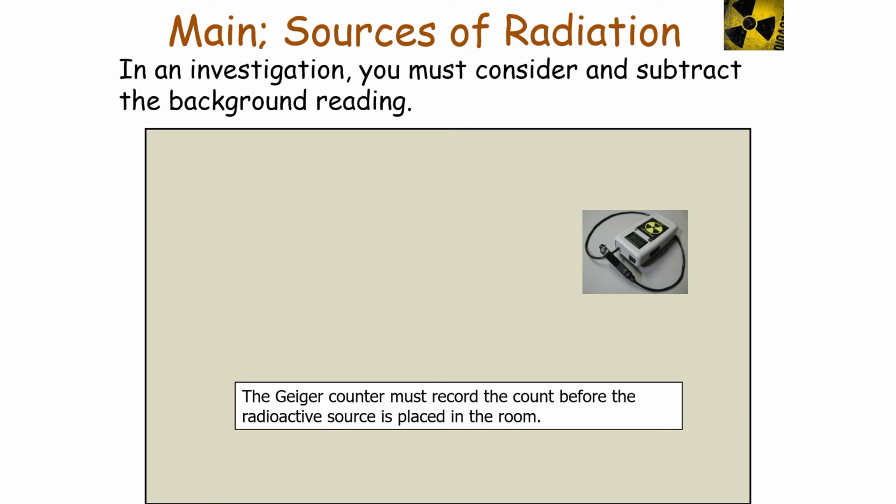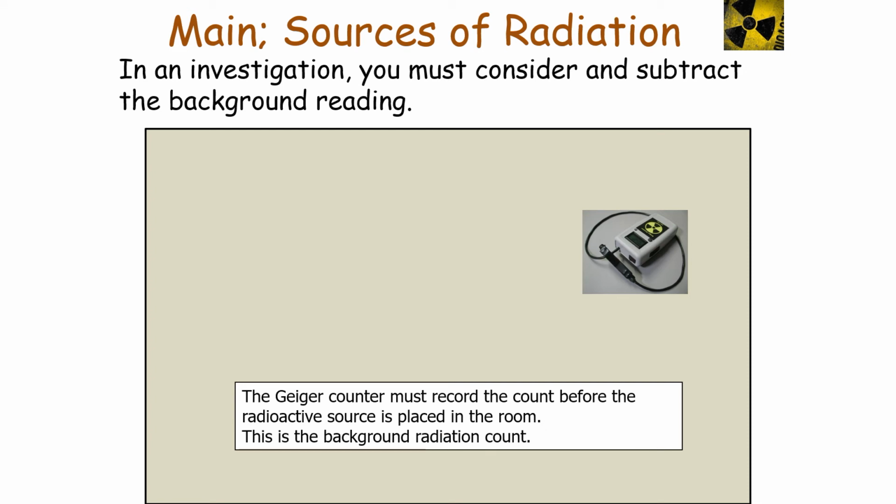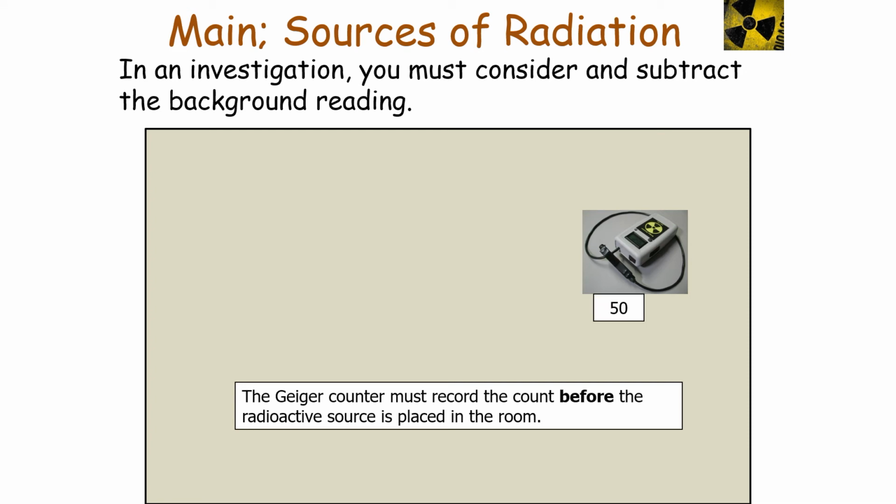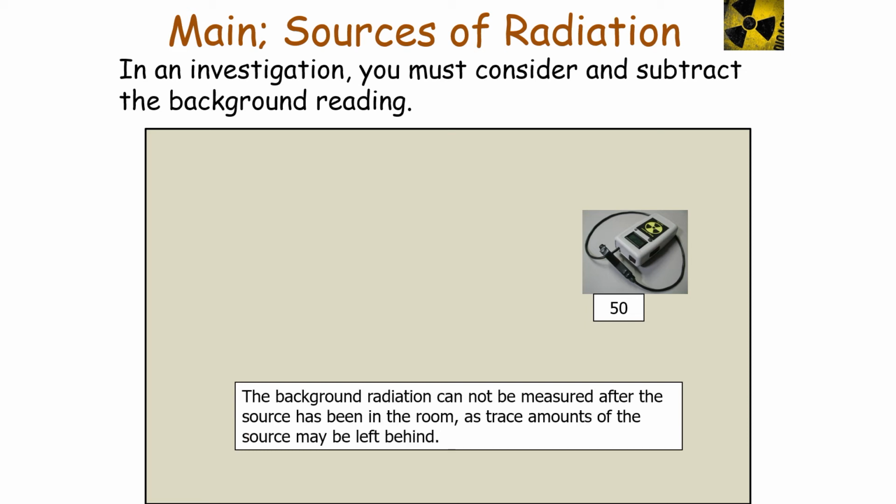So in an investigation you must consider and subtract the background reading of your radiation. So the Geiger counter must record the count before the radioactive source is placed in the room. This will give us the background radiation count. Now just note, the Geiger counter must record the count before the radioactive source is placed in the room, because the background radiation cannot be measured after the source has been in the room, as trace amounts of the source, little tiny particles, may have been left behind and then affect the actual value of the background.